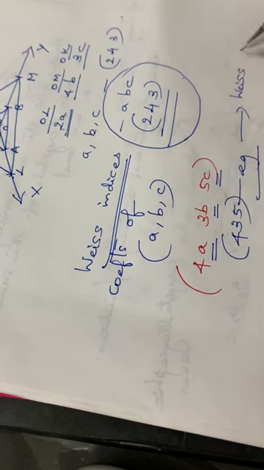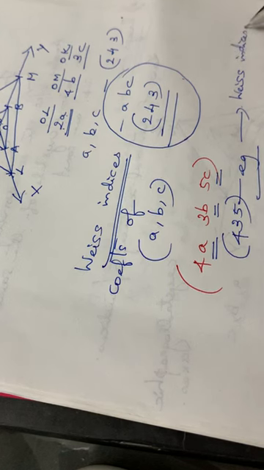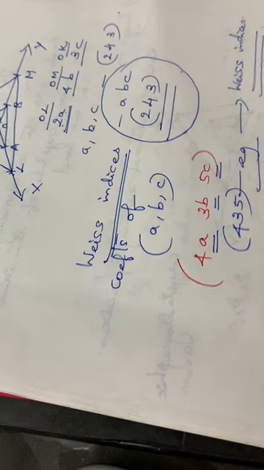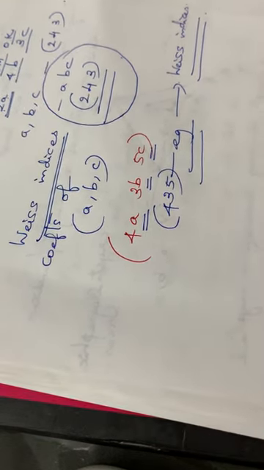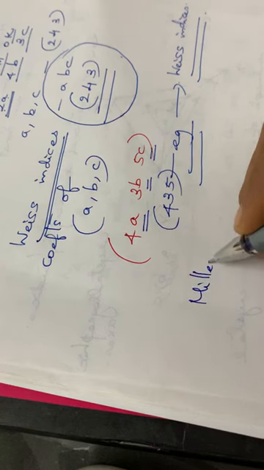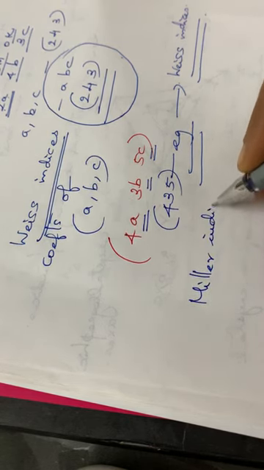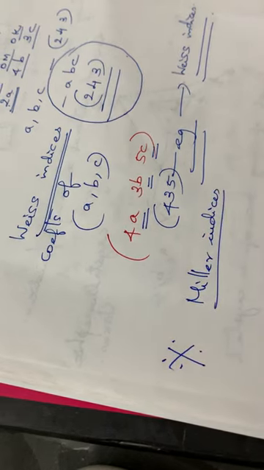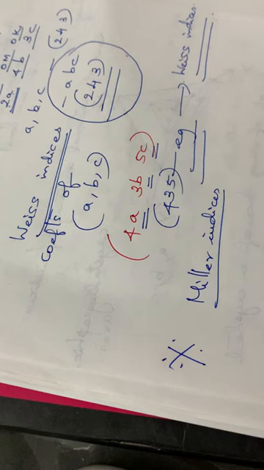This is how we represent the Weiss indices, but normally this is not used. Instead of Weiss indices, we use Miller indices. Miller indices are very, very important. They will be asked for sure, and you also have to calculate the Miller indices of a particular plane. What is the purpose of Miller indices?